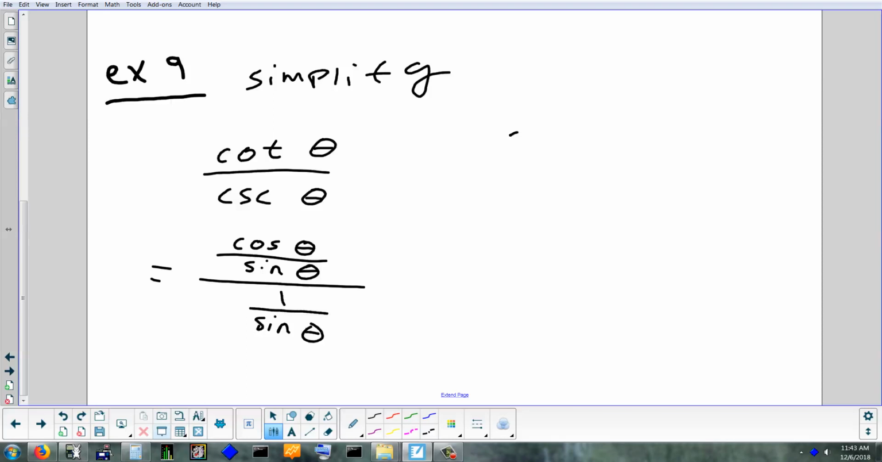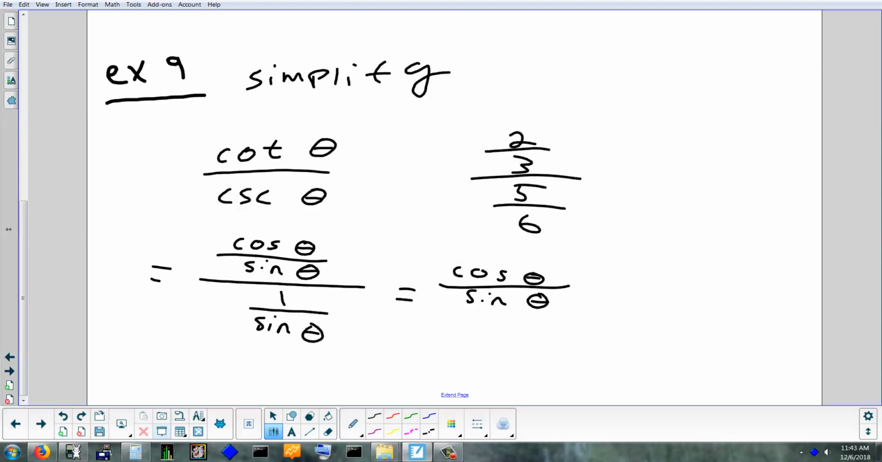That's just like doing this. When you want to divide by a fraction, what do you do instead? Multiply by the reciprocal. What happens to the top? It stays the same. You don't do anything to the top. And Michael, what's the reciprocal? Because you said multiply by the reciprocal. What is the reciprocal? Sine over 1.